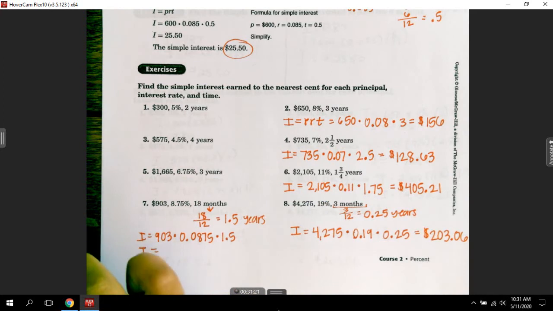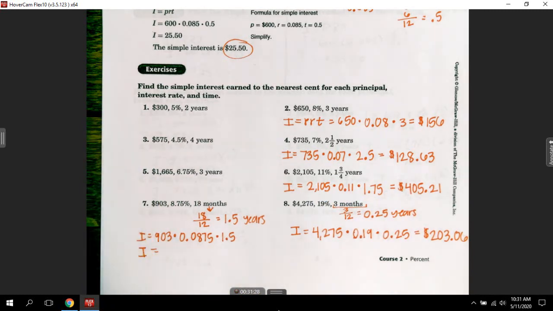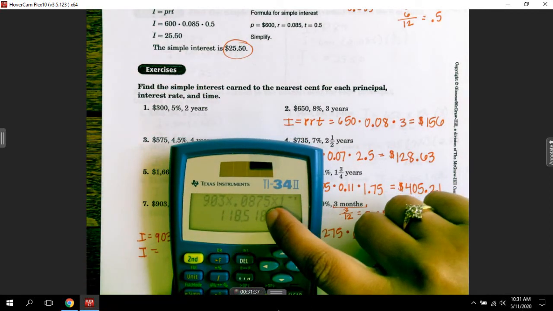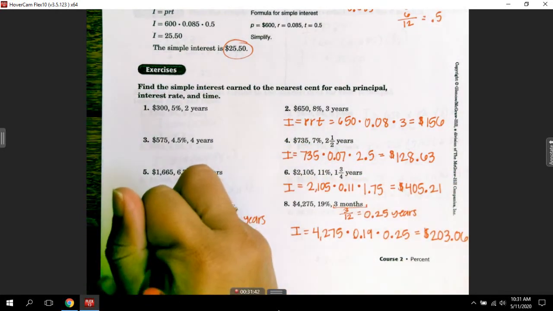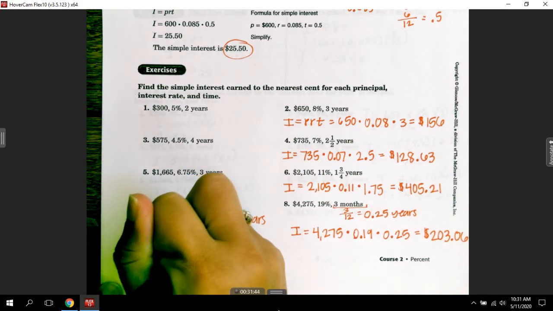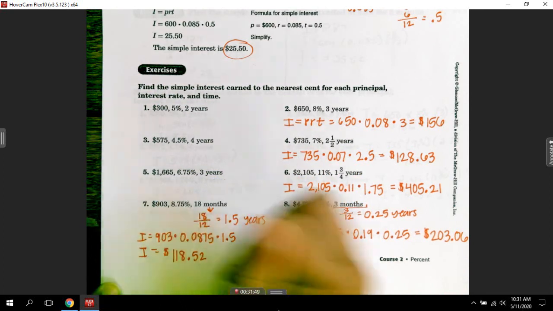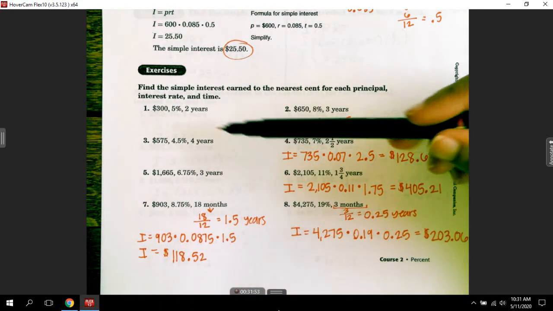So let's see, 903 times 0.0875 times 1.5. So that's 118.518. So again, that 8 tells me to add 1 to the 1, so 0.52. Okay. So $118 and what did I say? 52 cents. That's your interest for number 7. Okay. So if you want to, you can go ahead and do 1, 3, and 5.